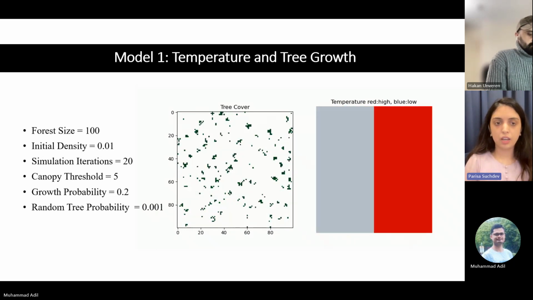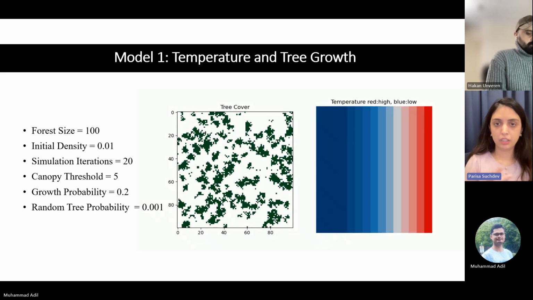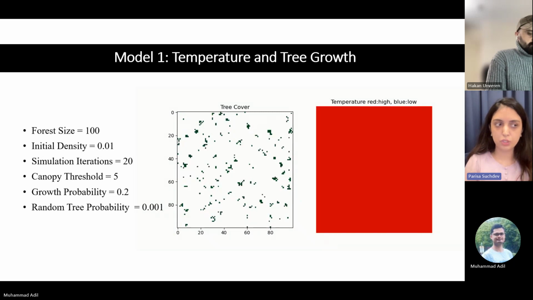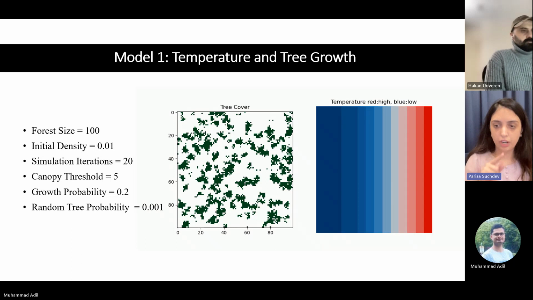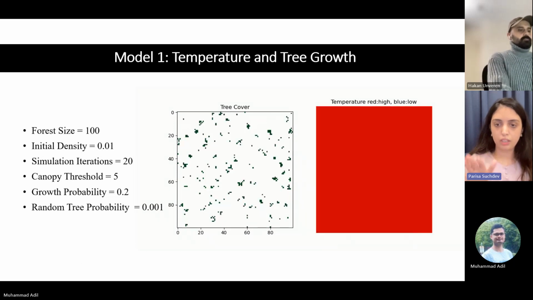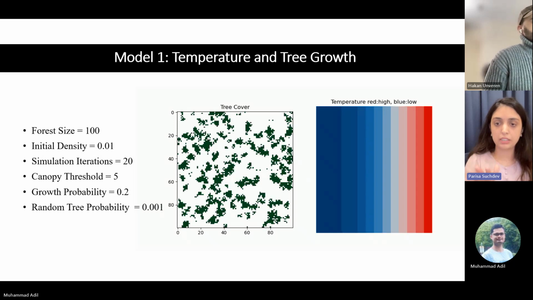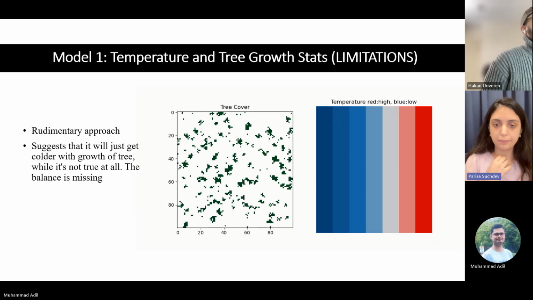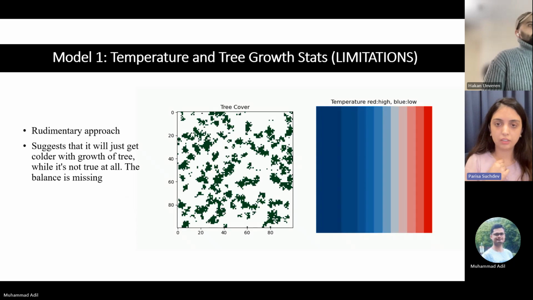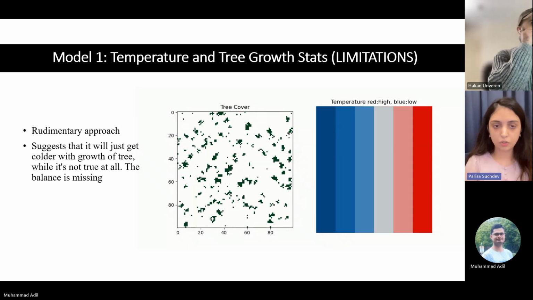It's usually low because it's assumed that where there are trees, the population would be higher. So we can see that the temperature is red, and as the trees are growing, it's going blue. So this is what it defines. The temperature is getting lower, and it's done through dynamic modeling. Next slide.